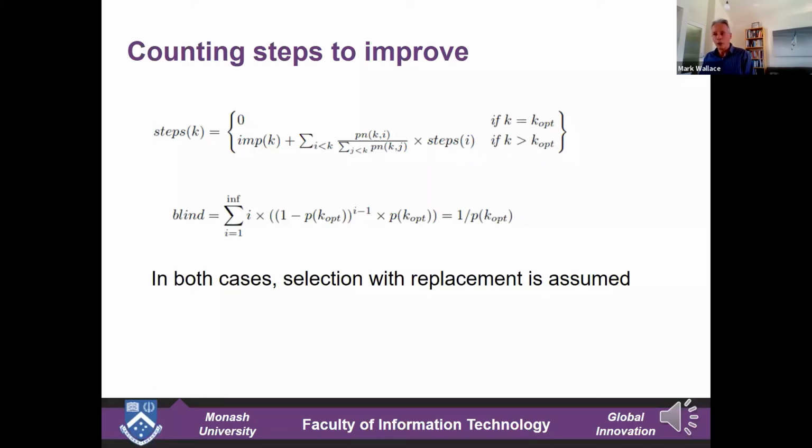We can write that for neighbourhood search, and we call that steps k, and we can write that for blind search. And the probability of improving to the optimum fitness is 1 over the probability of a point having that optimal fitness. So in both cases, essentially we're dealing with selection with replacement.